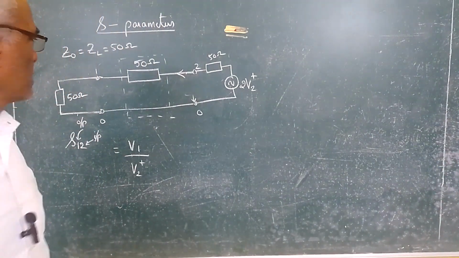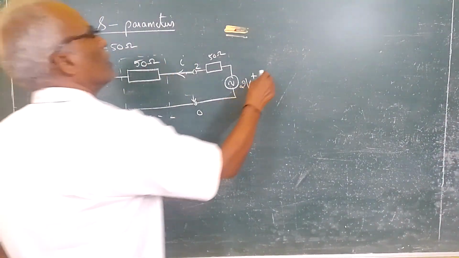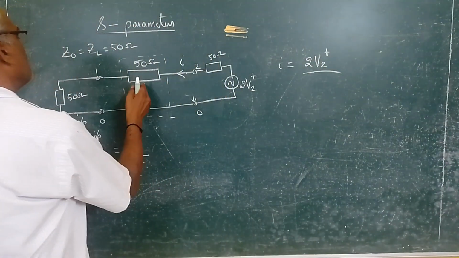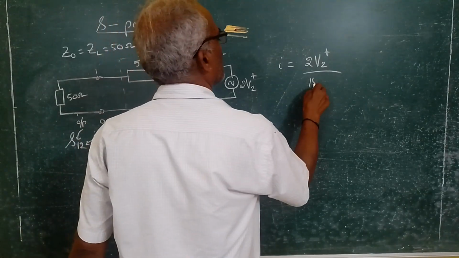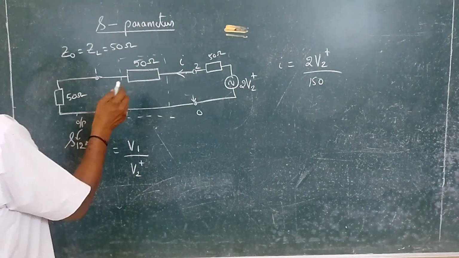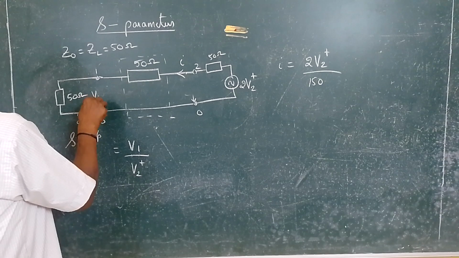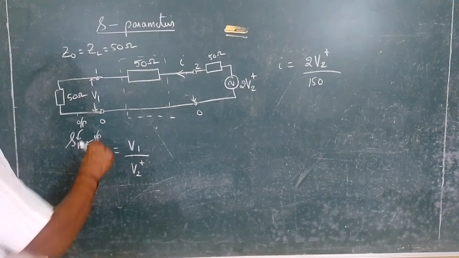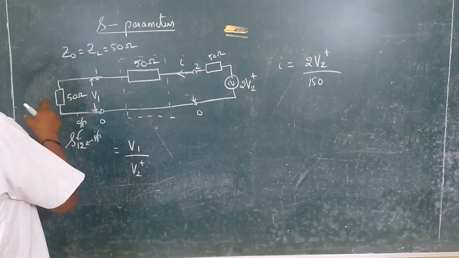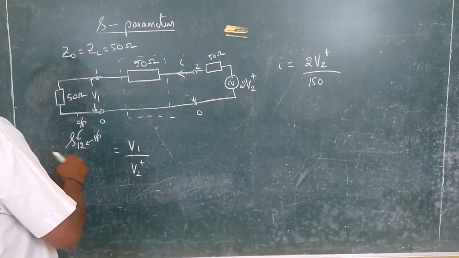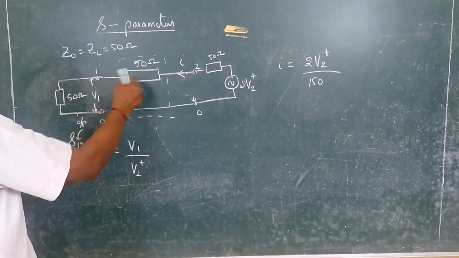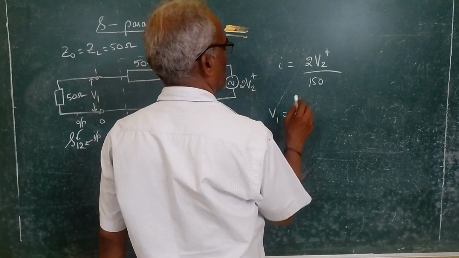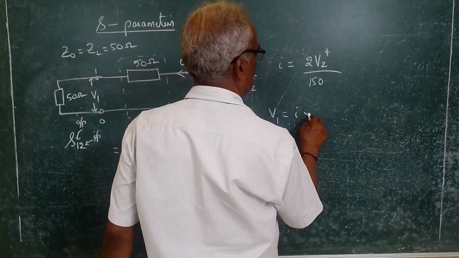So now we have to find the current I. Now what is I? I is equal to V by R, 2V2 plus divided by 50 plus 50 plus 50, all are in series, so this is 150. Now I want the voltage at these 2 points, V1. This point and this point, that is the voltage at port 1. This is nothing but the load voltage, okay. So if I want V1, it is the current multiplied by 50. So V1 is equal to the current flowing through this load, I into 50.